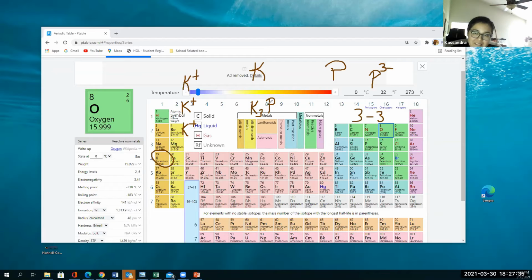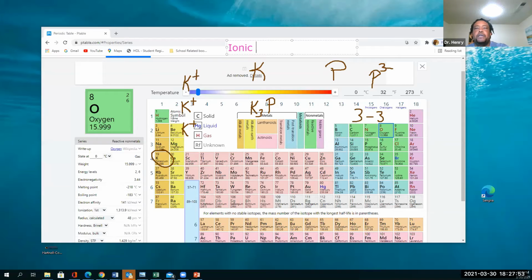What is this called again? Just balancing them out? Like if it were to be on the exam, how would it be in a question? It would be the ionic compound. What ionic compound would form between potassium and phosphorus, or ionic bond? Because this is ionic bonding, because they're forming ions and the ions are attracting to each other. So that's the ionic bond.